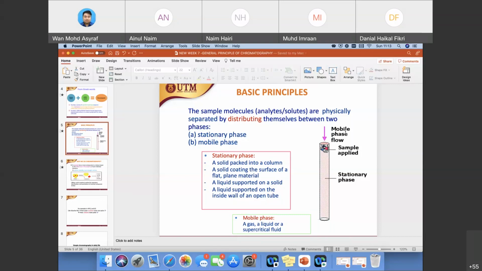Due to this different behavior, different distribution would create a separation between them. Initially inside your sample they have been together, but they are separated due to their different behavior, different distribution between the stationary phase and the mobile phase. Up until that point, do you understand what is meant by distribution and how they are separated?